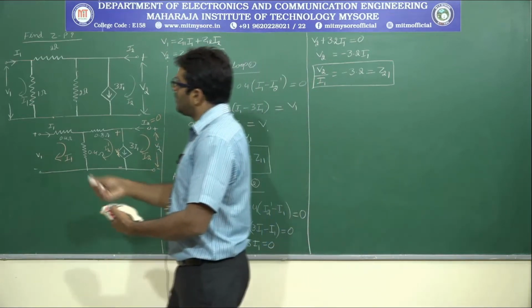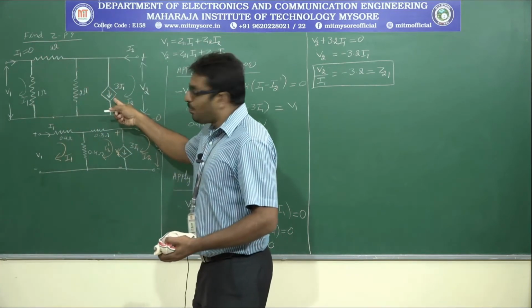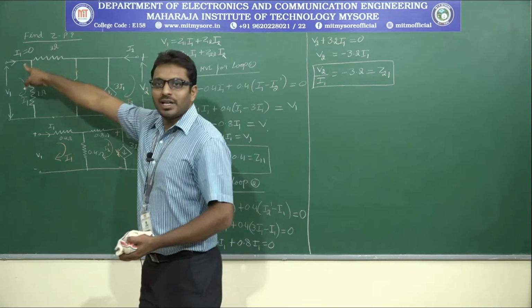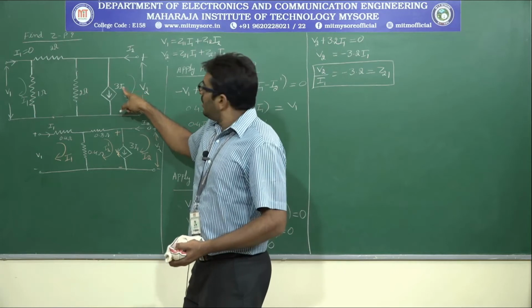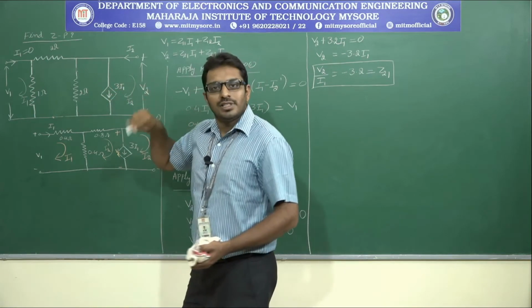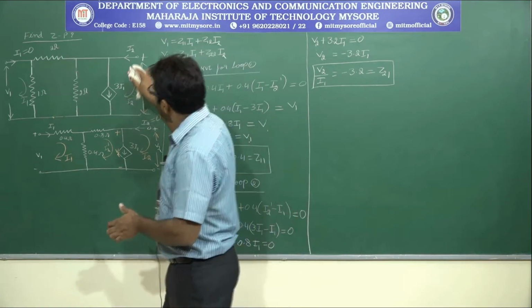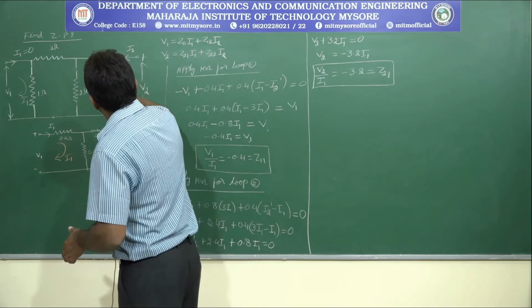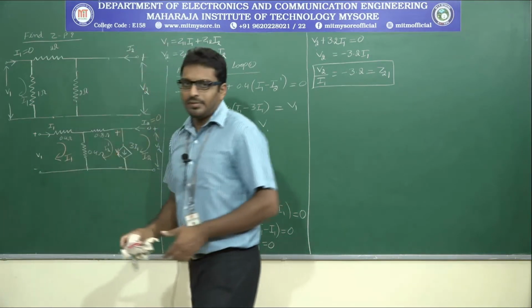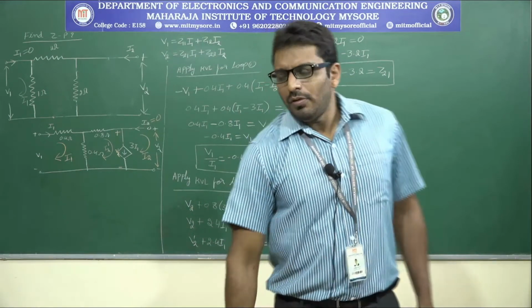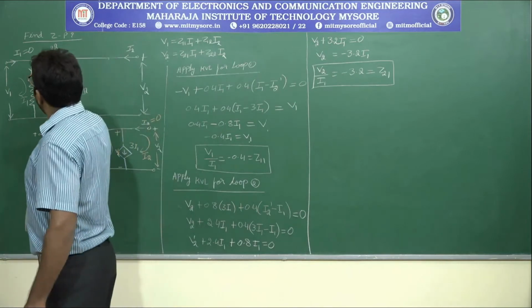So in the given circuit, what must be the condition in case 2? I1 must be 0. When I1 is 0, this dependent current source value depends on the input current. If I1 is 0, 3 into I1, 3 into 0, is 0. This current source value is set to 0, which means just replace this current source by an open circuit. Is that clear?